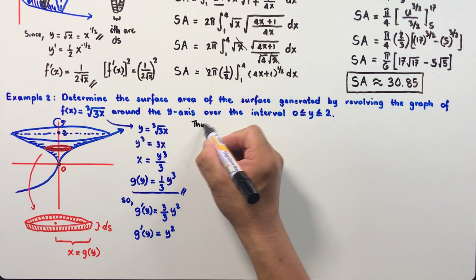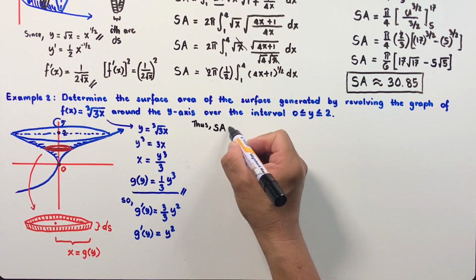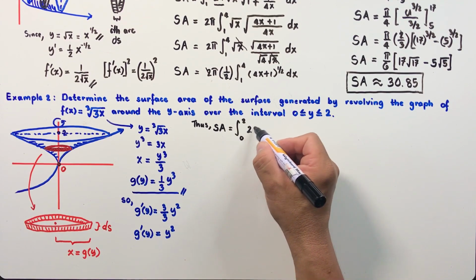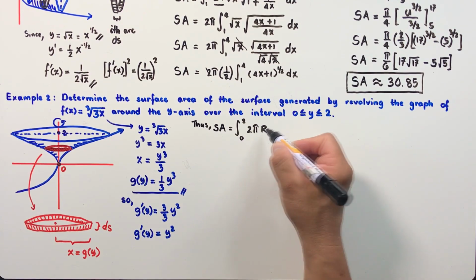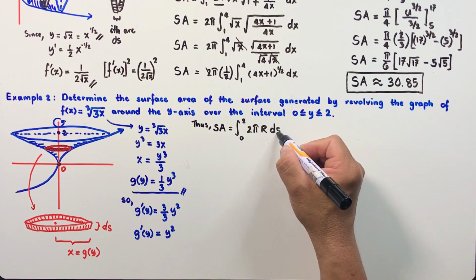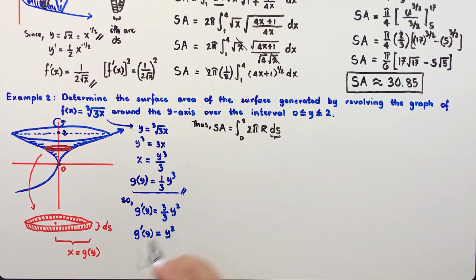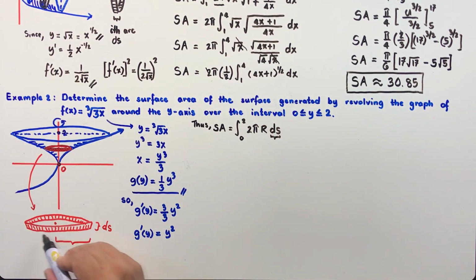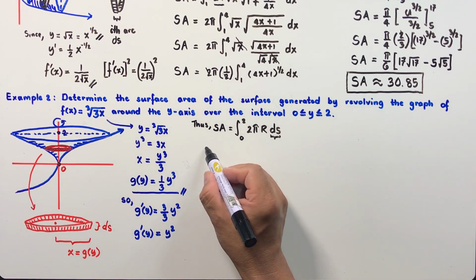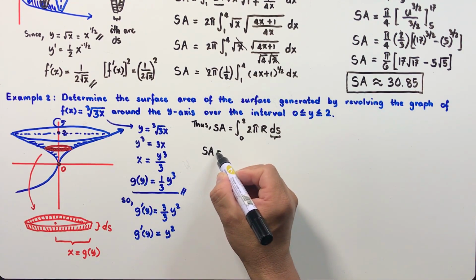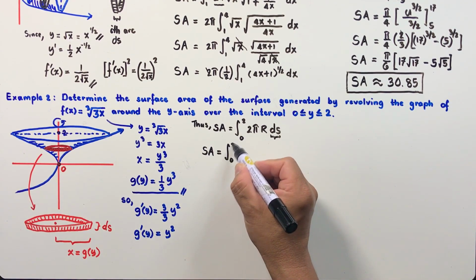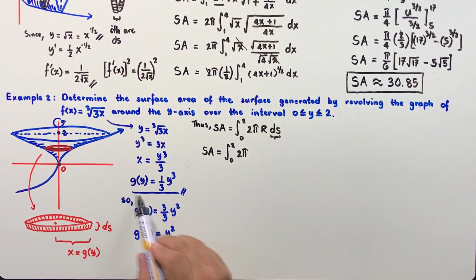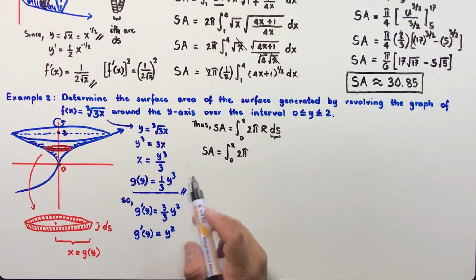Thus, our whole surface area, which has a formula of the integral from 0 to 2 of the circumference of the slice, 2 pi r, times the ith arc length ds. So this ds is the thickness of the slice, and this 2 pi r is the circumference of every slice. So we have the whole surface area is the integral from 0 to 2 of 2 pi x, but our x is the g function. So this is in terms of y.